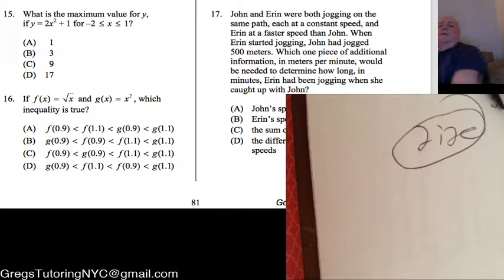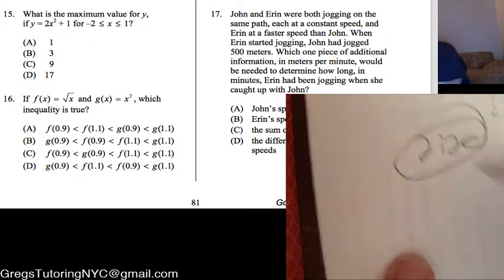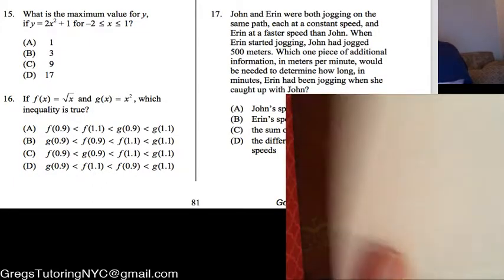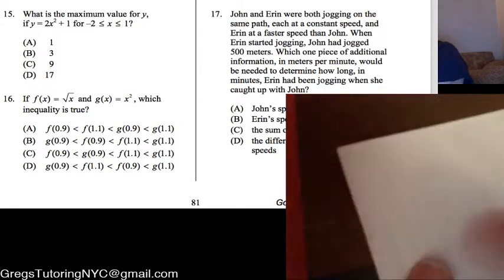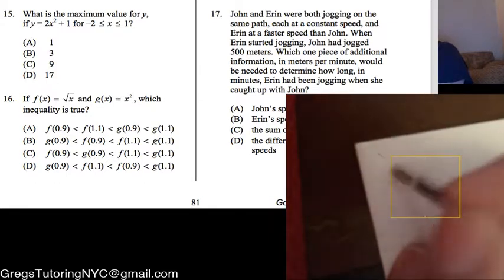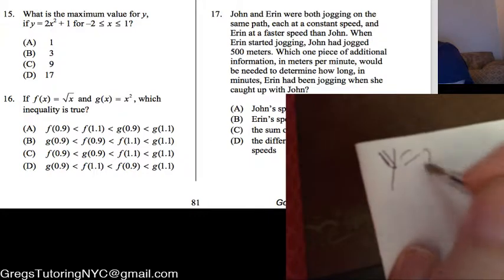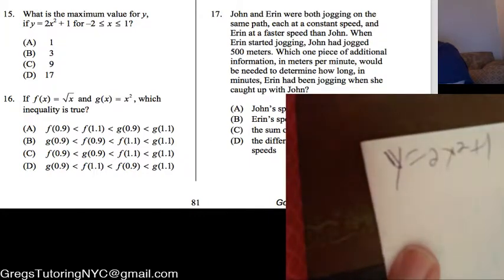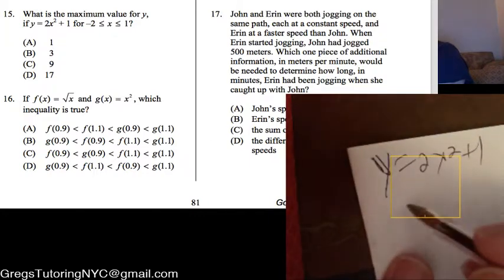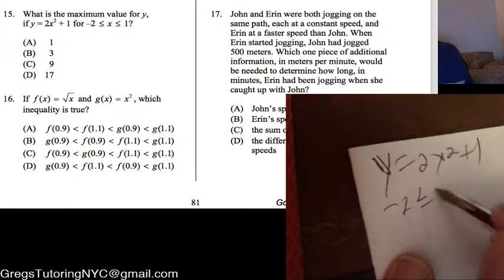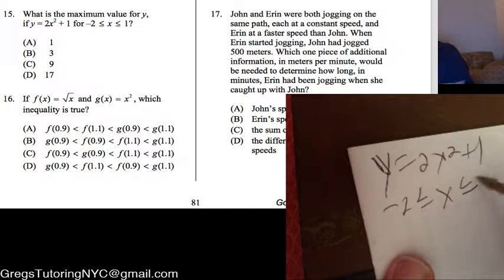So 15, what is the maximum value for y if y equals 2x squared plus 1 for minus 2 is less than or equal to x is less than or equal to 1? So we got this ugly equation here, and what are we going to do with it? y equals 2x squared plus 1, and they're giving us a range that x is between minus 2 and 1.